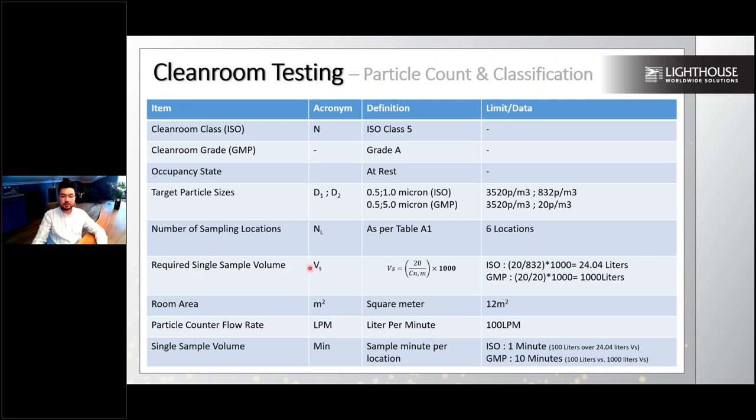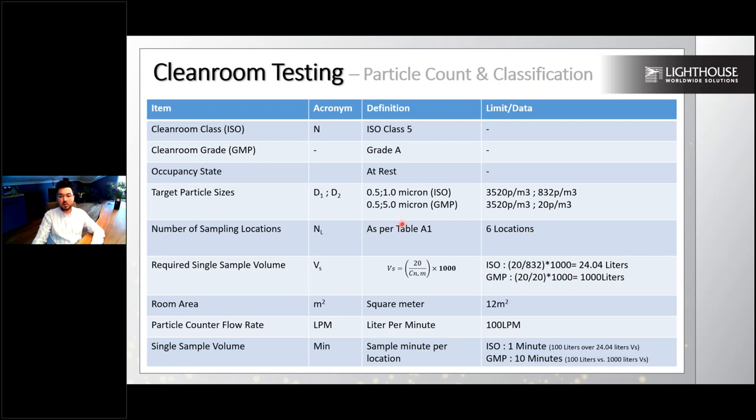Required single sample volume, even if we are using the same calculation: VS, 20 multiple, divided by the target particle size multiplied by 1000. So for ISO, we are dividing it by 832 because the largest particle is 1 micron and the limit is here, 832. Multiplied by 1000 gives us 24 liters. And GMP, still 20 divided by 20 multiplied by 1000.